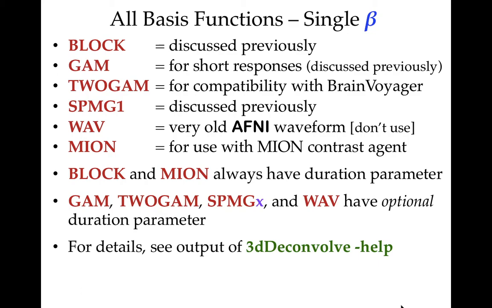Block and Myon always take a duration parameter, saying what is the duration of the stimulus. And the GAM, the 2GAM, the SPM-G functions, and wave have optional duration parameters. Otherwise, they're built for brief responses.